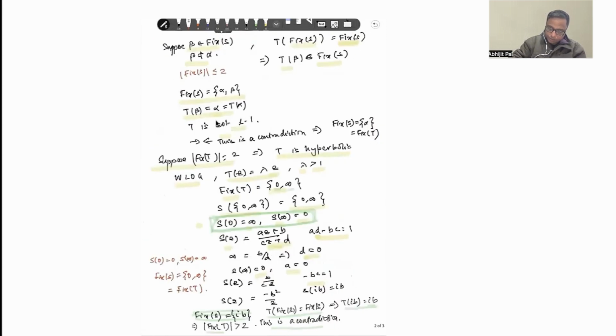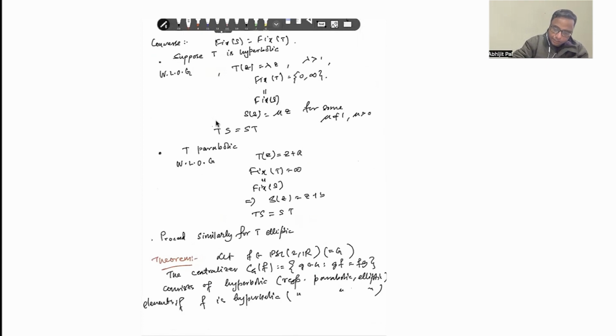Okay, so now let us come to the converse part. Let us assume that the fixed point of s is equal to the fixed point of t, and we have taken s to be a non-identity element and t to be also a non-identity element. First let us assume t to be a hyperbolic element. Again, without loss of generality, we can assume tz is equal to lambda z, where we can take lambda to be greater than 1. So the fixed point of t is 0, infinity, and we have assumed the fixed point of s is equal to the fixed point of t. So the fixed point of s is 0, infinity.